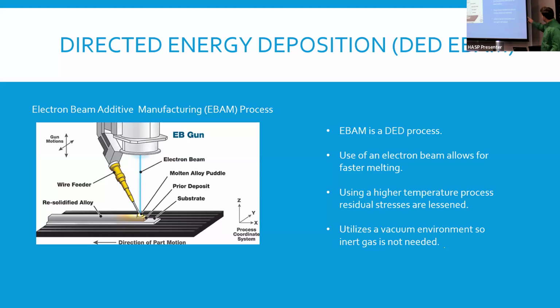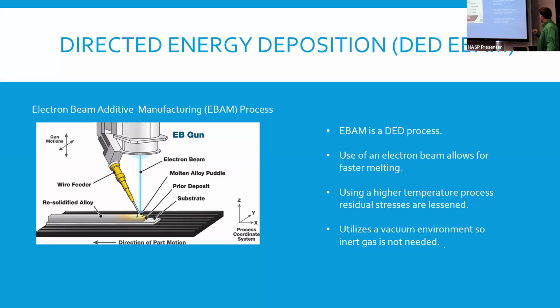So moving forward, you have directed energy deposition, EBAM. Instead of using that laser, you're using an electron beam gun. So as the name entails, electron beam additive manufacturing. It's really similar to how DED works. It's pretty much exactly the same, except for the EB gun. So it is a DED process.